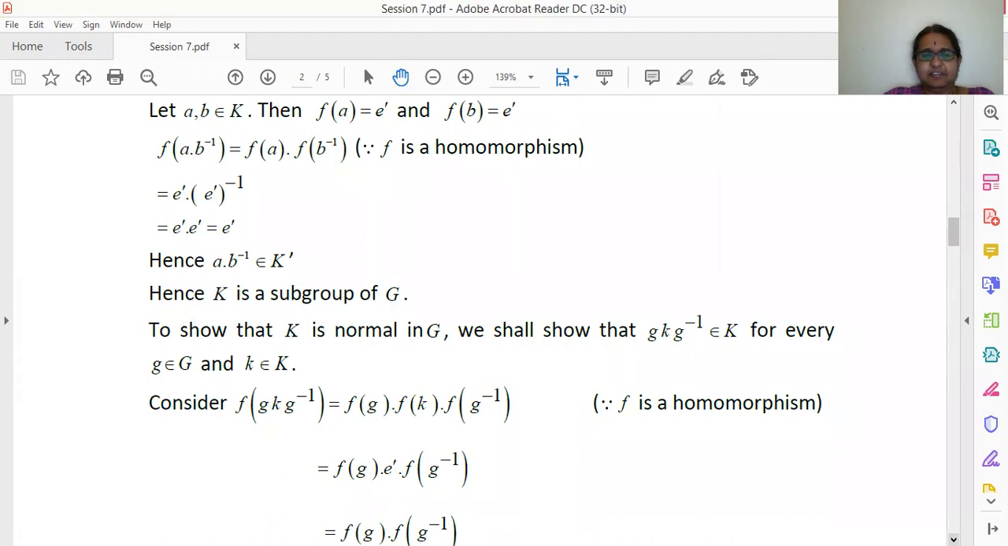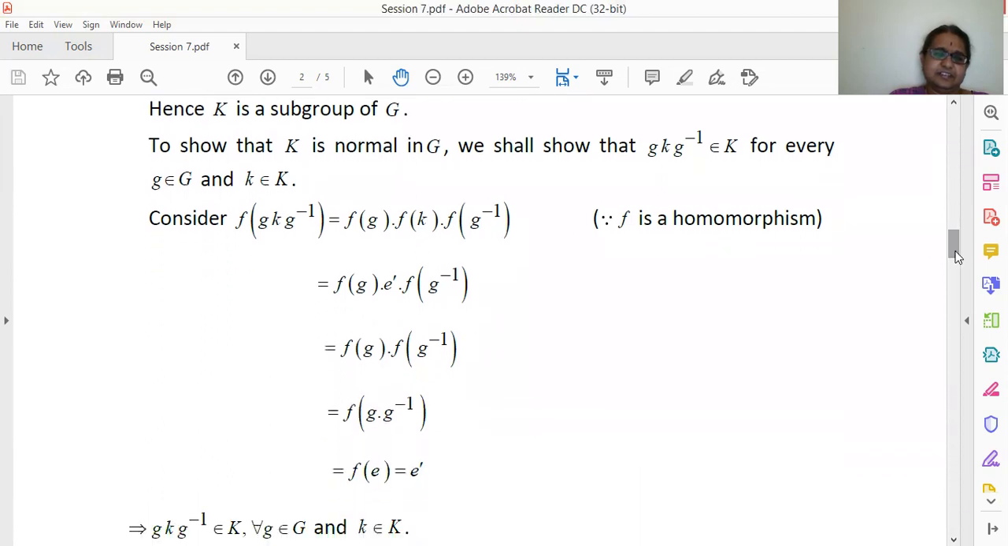So consider f of g k g inverse. Since f is a homomorphism, we can write it as f of g dot f of k dot f of g inverse. But f of k is an element belonging to K, so f of k can be replaced by e dash. Therefore, this is equal to f of g dot e dash dot f of g inverse. Since e dash belongs to G dash, f of g also belongs to G dash. Therefore, f of g dot e dash is equal to f of g. So we get f of g dot f of g inverse.